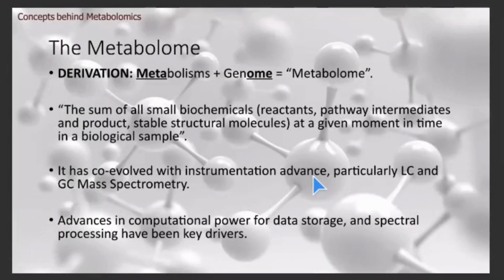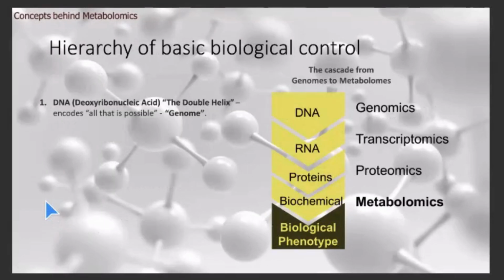So if we think about how we define the word metabolome, it's really quite simple. It's essentially the derivation of metabolism and genomes. And we would define it as the sum of the reaction pathway intermediates that are present at any one time in a biological sample. And the study of it has very much co-evolved with our instrumentation, particularly LC and GC mass spectrometry. As the power of these instruments and the power of data analysis has increased, so has our ability to do this type of work.